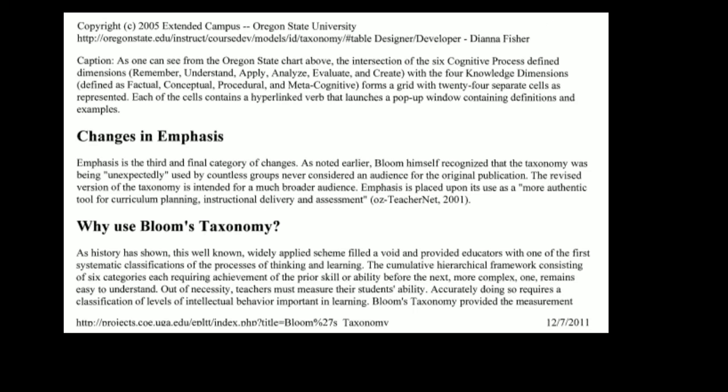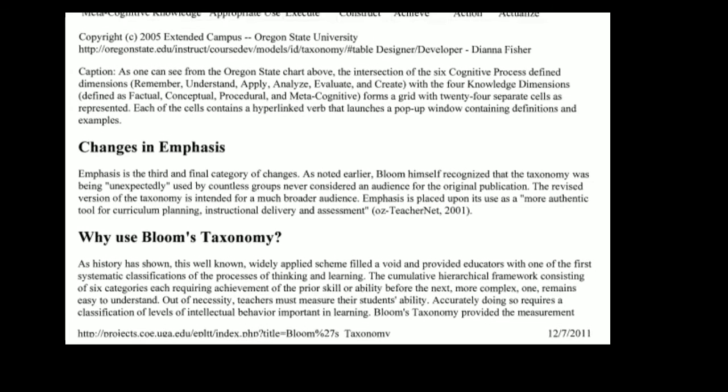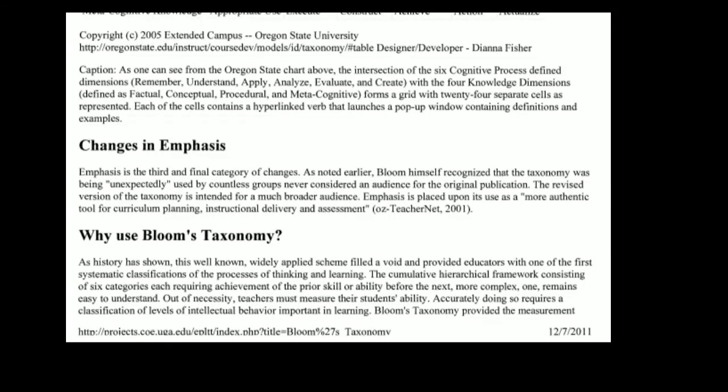As history has shown, Bloom's taxonomy is a well-known, widely applied scheme that filled a void, providing educators with one of the first systematic classifications of the process of thinking and learning. The cumulative hierarchical framework consists of six categories, each requiring achievement of the prior skill or ability before the next, more complex one.